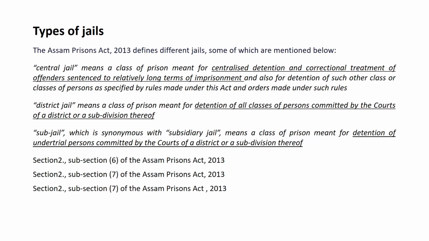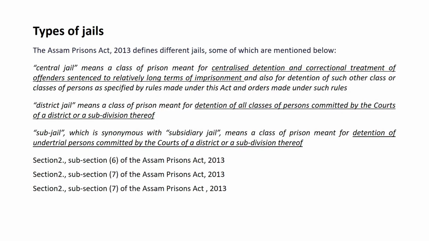It is stated in the 2013 Act that a central jail means a class of prison meant for centralized detention and correctional treatment of offenders sentenced to relatively long terms of imprisonment. That means prisoners who are undergoing long terms of imprisonment are primarily to be housed in a central jail. That is what is laid down in the Assam Prisons Act of 2013, and also for detention of such other persons or class of prisoners as specified by rules made under this Act and orders made under such rules. That may depend upon the state government, or may vary from state to state, but for the purpose of this Act, prisoners undergoing long terms of imprisonment are to be kept in the central jail.